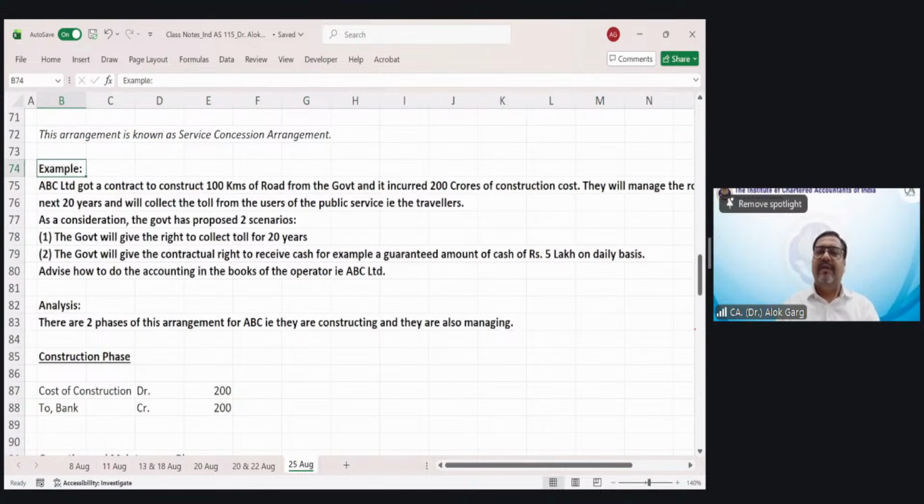On a daily basis. Okay, right? So friends, these are the two phases of this arrangement for ABC, that is, they are constructing and they are also managing.